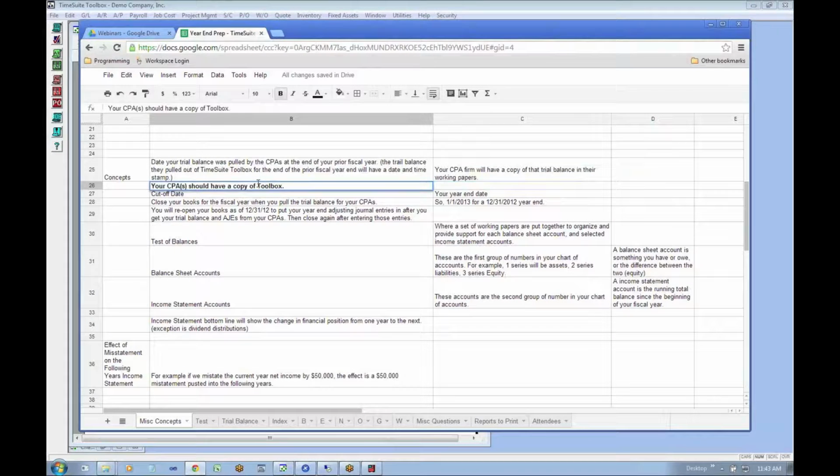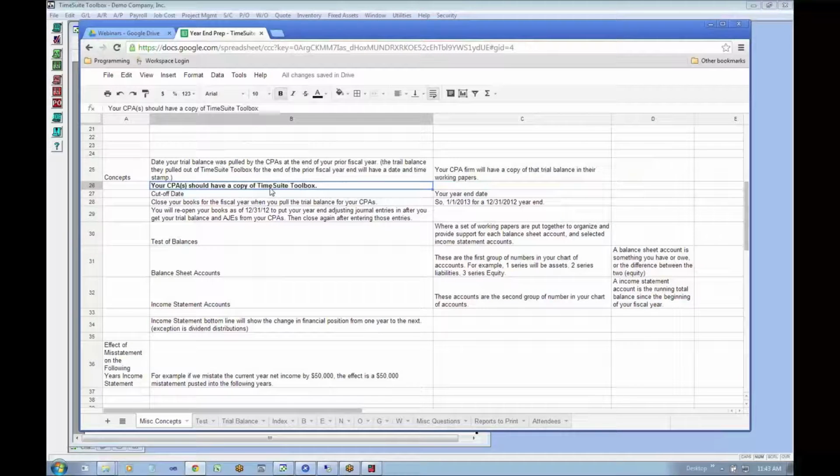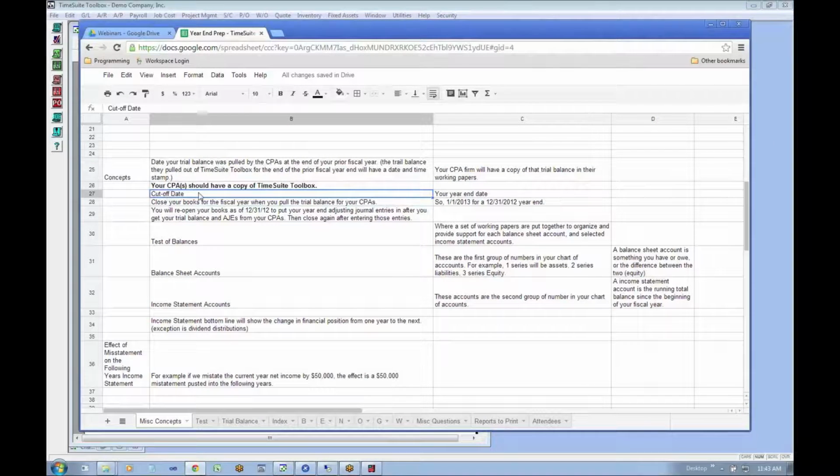Okay, now another concept is that your CPA should have a copy of TimeSuite Toolbox. And if they don't have a copy, then you can just get them in contact with us, or you can call in and give us their number, might be better, and then we'll contact them and we'll get a copy put on one of their computers in their office. So they're entitled to a full running version of the software, and we'll even facilitate getting your database over to them. A cutoff date. The cutoff date would be your year-end date.